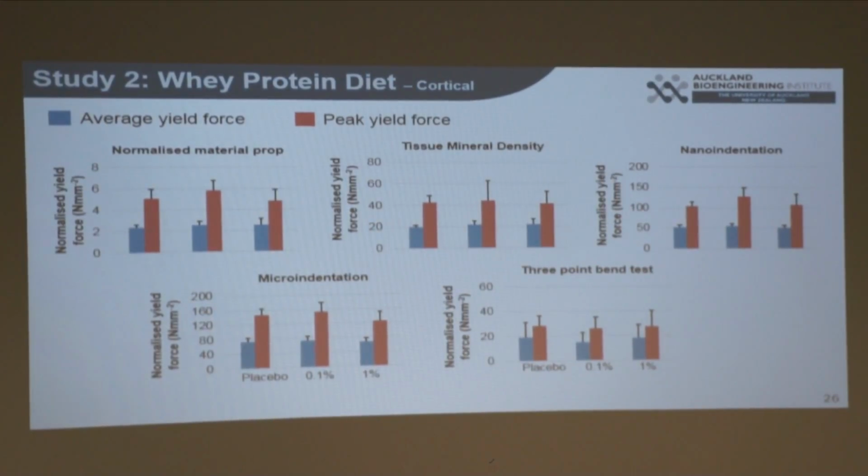Cortical bone, it's all the same setup, except this time we include tissue mineral density and 3-point bending. The average yield force, you don't really see much of a change across the groups. Same with the peak yield force, except it's an amplified response. So again, that was all the modelling.